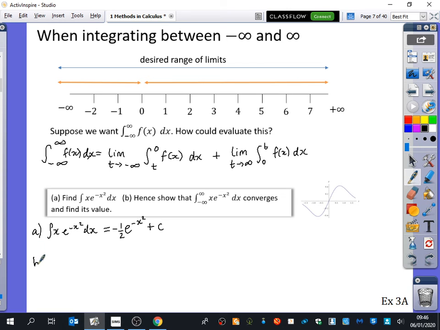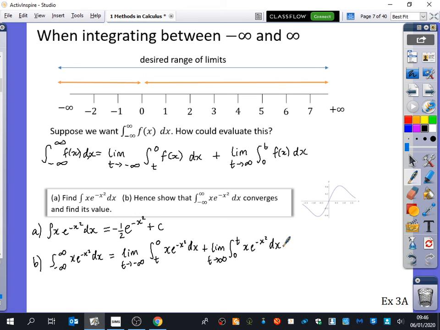And part B is now going to be doing it with limits between minus infinity and infinity, x e to the minus x squared dx. So that's going to be the limit as t goes to negative infinity between t and 0, x e to the minus x squared dx, plus the limit as t goes to infinity between 0 and t, x e to the minus x squared dx. I'll pause at that point so you can get some of that written down, and if you've got that written down, you can probably just do the rest of the question, can't you?